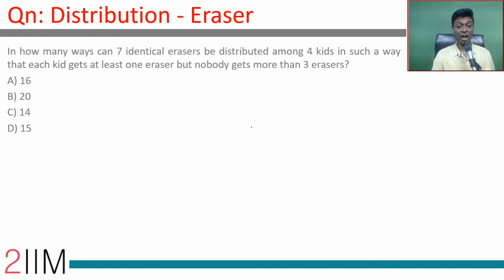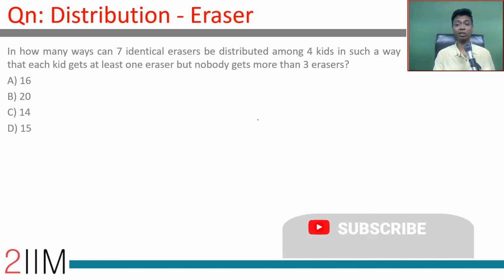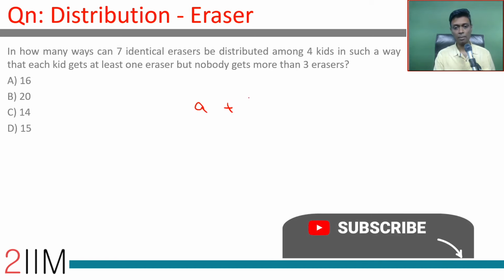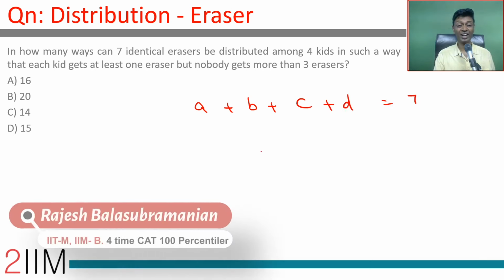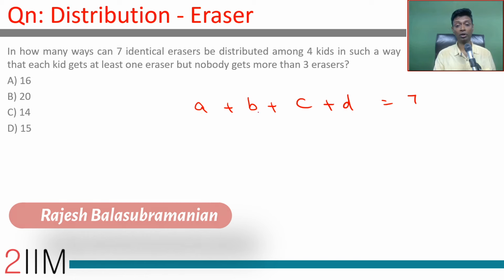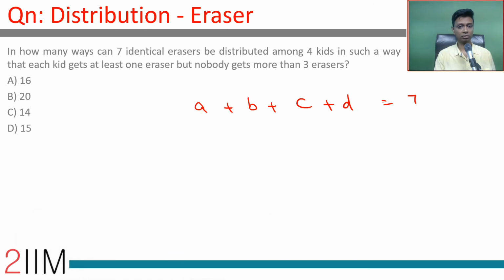In how many ways can 7 identical erasers be distributed among 4 kids in such a way that each kid gets at least one eraser, but nobody gets more than 3 erasers? So, A plus B plus C plus D equal to 7. Each kid gets at least one. That's natural numbers. So A plus B plus C plus D equal to 7, dealing with natural numbers. Nobody gets more than 3 erasers.